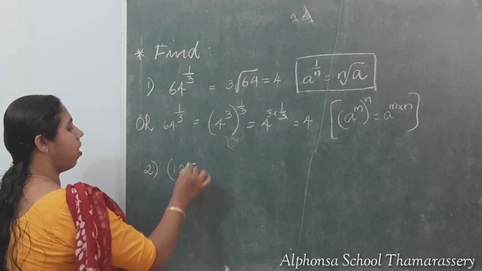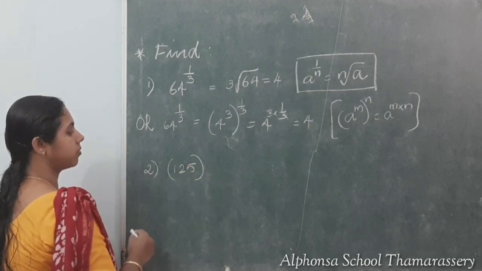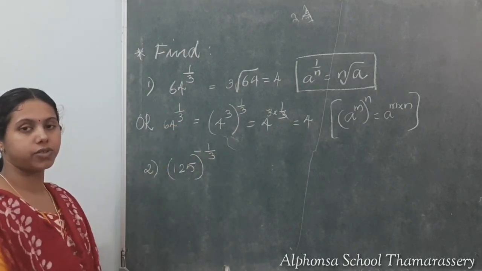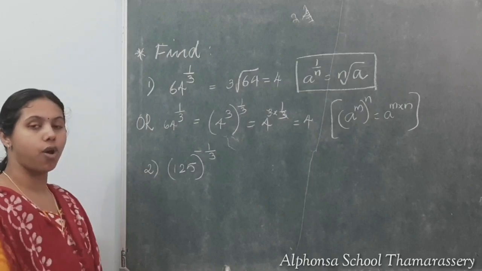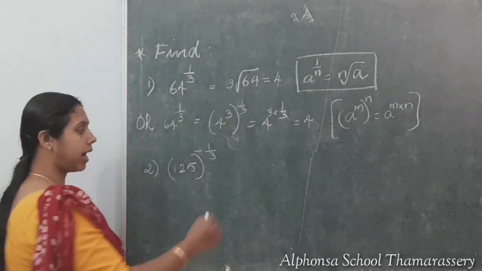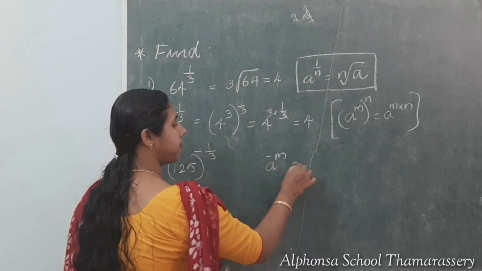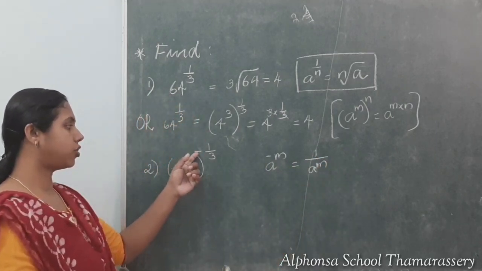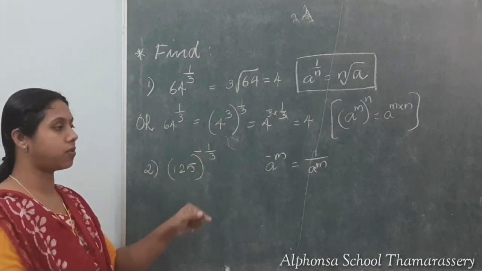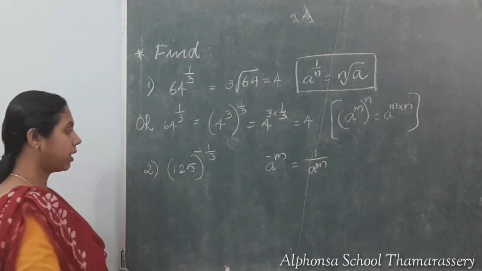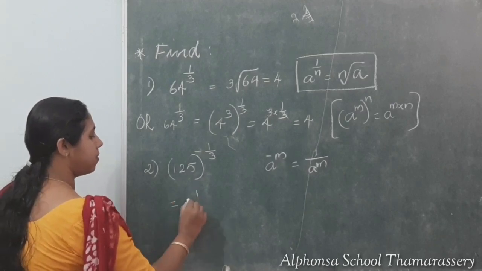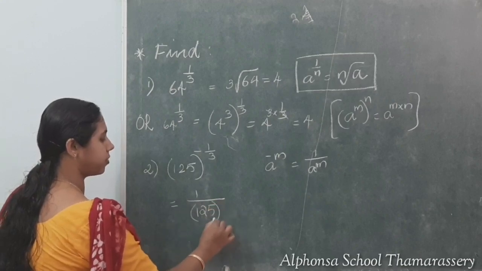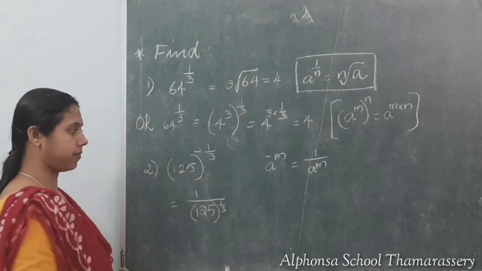125 whole raised to minus 1 by 3. We know that a raised to minus m is equal to 1 by a raised to m. So first of all, you have to change this negative to positive. So you have to apply this formula. Then it will be 1 by 125 whole raised to 1 by 3.